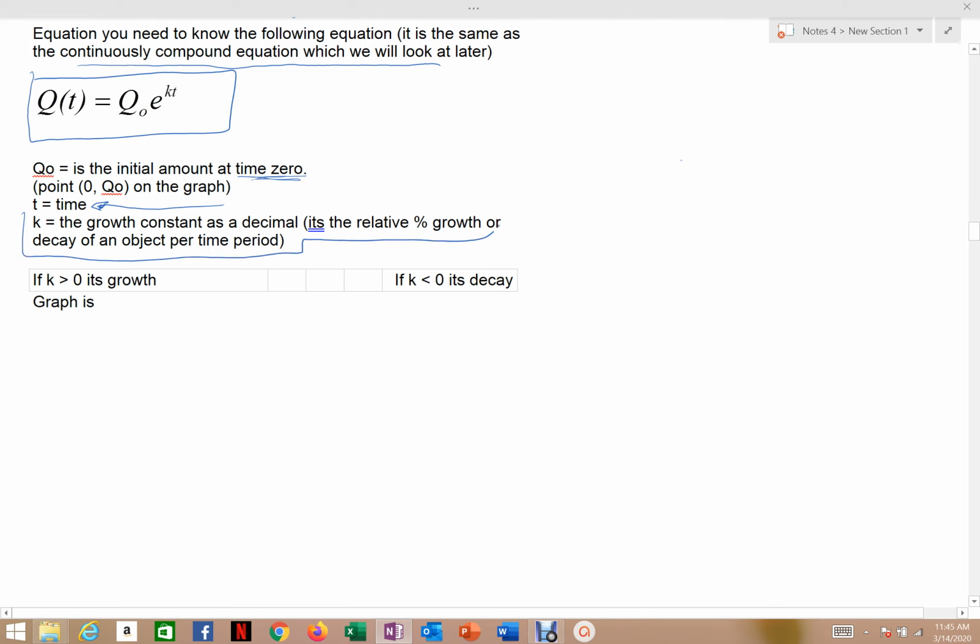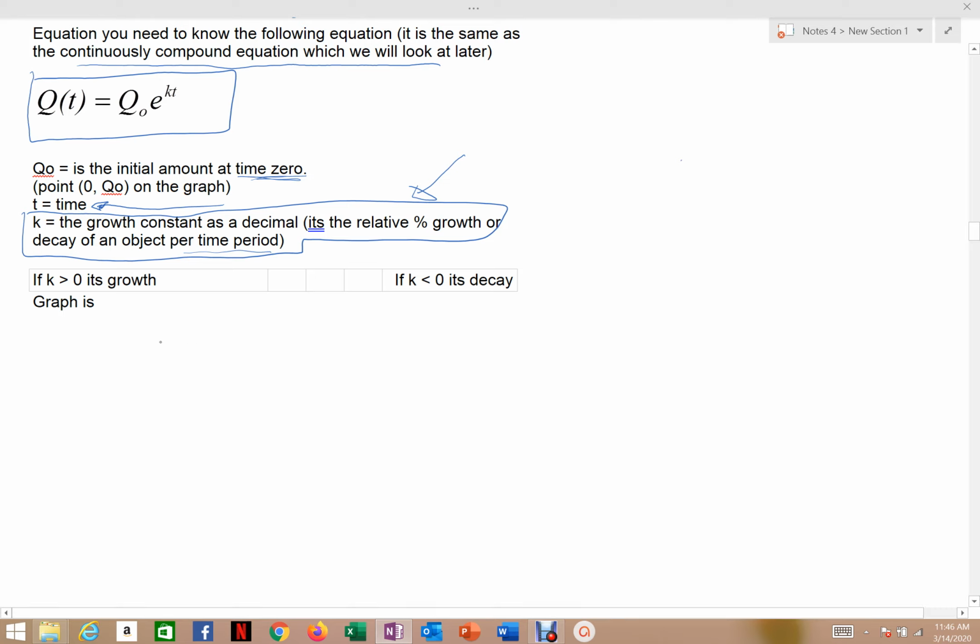Alright, K. K is the one that in some applications will be given, and in some applications we will have to find K. K is what's called the growth constant, and it depends on how the population's growing. It's in terms of the relative percent growth or decay rate of an object over the time period. So that would be "I'm growing at 100% per hour," or "I'm declining by 20% per day." So that's the proportion, the percent at which it is growing or declining over a time period.